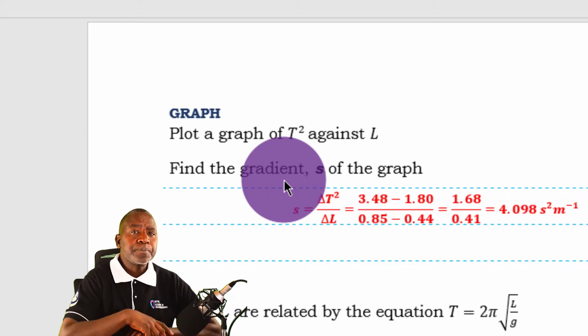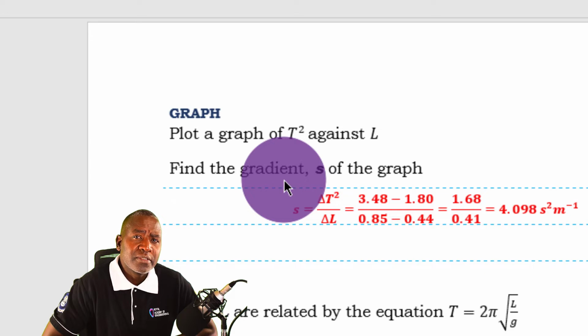Next, does this line pass through the origin or not? You'll have to look at the equation given.